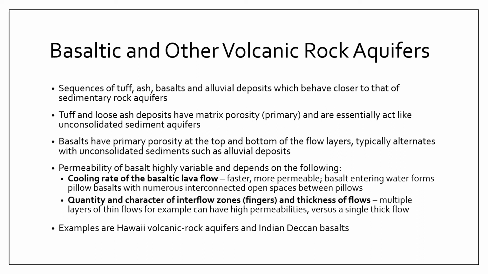Now let's move on to the other type. Basaltic and other volcanic rock aquifers are more or less also considered as sedimentary rocks from the perspective of hydrogeology. Technically, volcanic deposits are still deposits. They're still sediments. So sequences of tuff, ash, basalts, and alluvial deposits, that's your typical sequence when you are talking about volcanic rock aquifers. You have alternations of tuff, your ashes, your basalts, and your alluvial deposits.